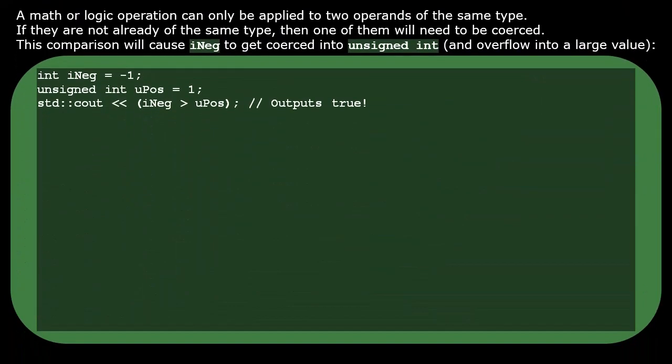A math operation can only be applied to two operands that are of the same type. If they are not already of the same type, then one of them will need to be coerced. For example, this comparison has an int and an unsigned int. So the int will get coerced into an unsigned int. In this case, that will cause overflow into a very large value.